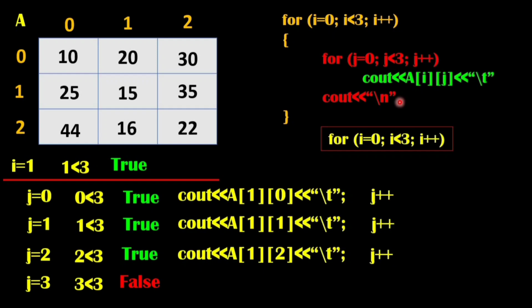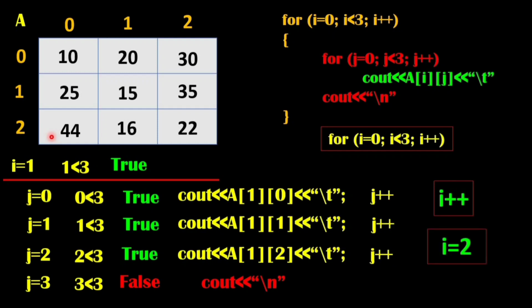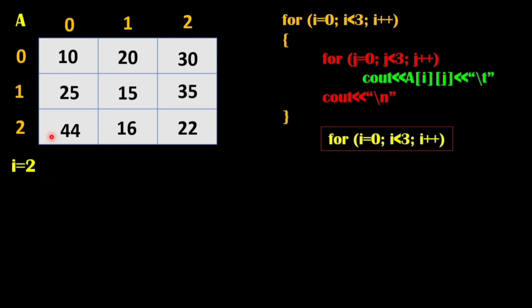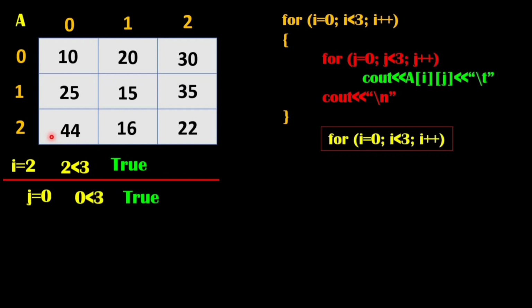What is next? Cout slash n. So control will go to the next row, meaning the next elements will be printed in the next row. So i will be incremented then. i became 2 now. 2 less than 3. That is true. It will enter the loop. So inside the first for loop we have one more for loop. j is equal to 0. 0 is less than 3. That is true. Cout a of 2 0. That is 44. That will be printed.